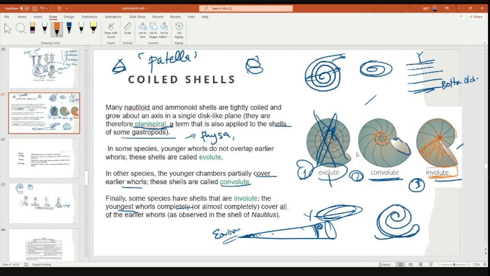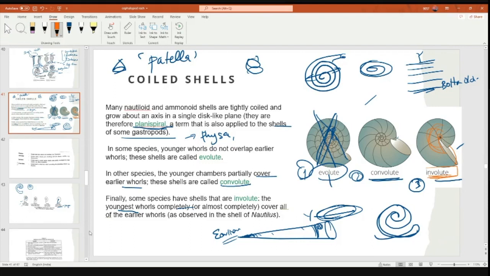Evolute, loosely coiled. Convolute, partially compacted, partially touches or partially covers the inner or earlier cell. But involute, they completely cover the earlier wall. That's why if you draw the image, you can see the center one is totally covered by this one. These are cutting that much. This one is completely hidden, right? So this will be convolute.